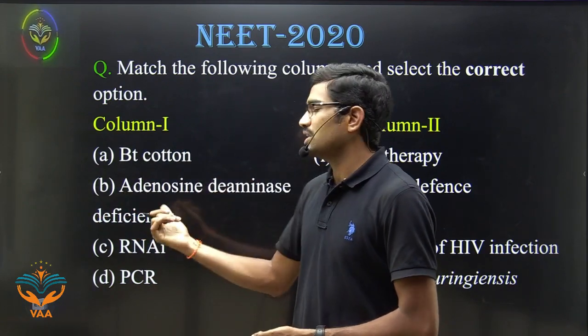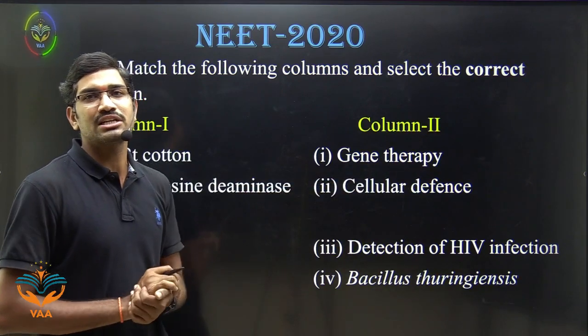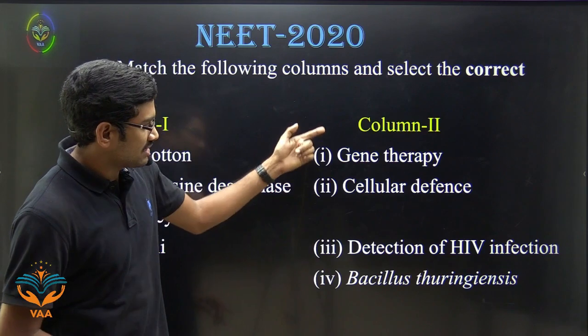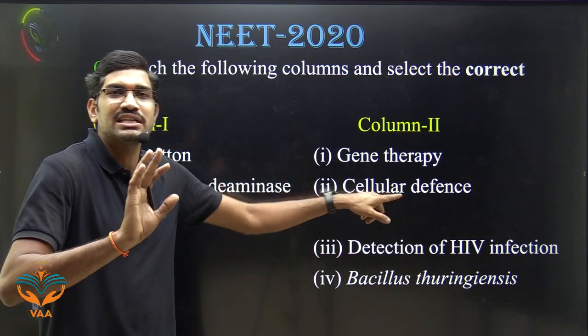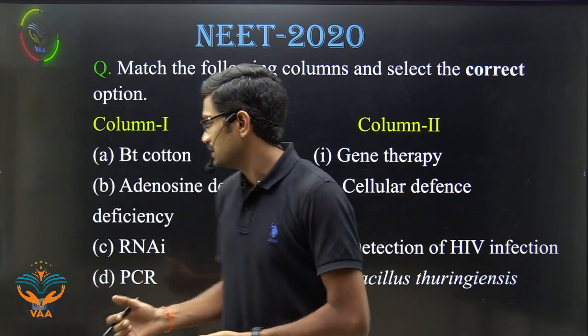Next one, adenosine deaminase deficiency. Under gene therapy we have studied about this one. Next one, RNA interference. This is normally present in the eukaryotic cells as a cellular defense. So this is matched with option 2.